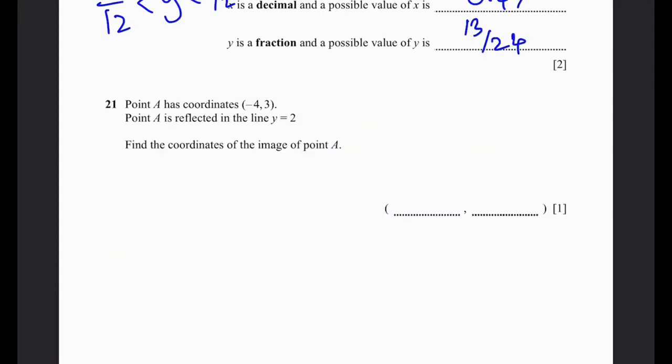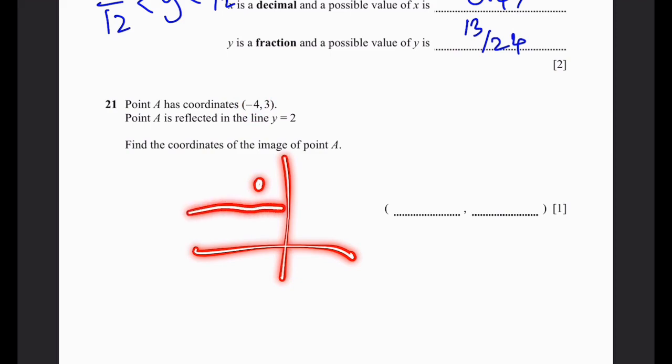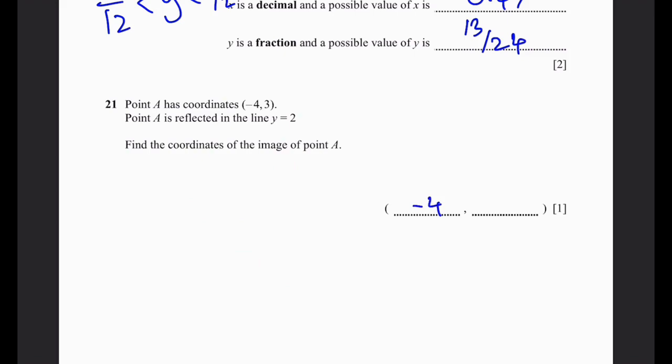Question 21. Point A has coordinates minus 4, 3. Point A is reflected in the line y equals 2. Find the coordinates of the image of point A. It's reflected in y equals 2. That means the x value will remain the same and the y value will be reflected. So let's take minus 4, 3 to be here. And y equals 2, this is the line. So it will be reflected, it will come here, which will be minus 4, 1. And that is the answer.